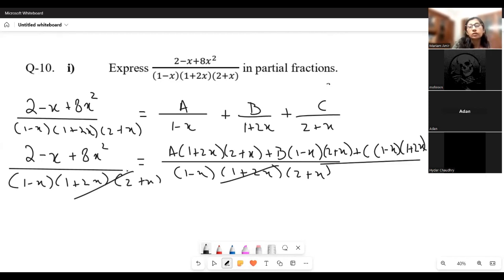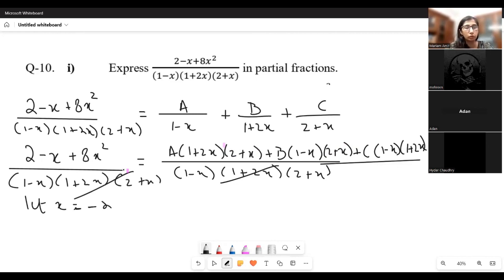Okay. So let's start by making this term 0. So we'll have to substitute minus 2 in place of x. And this will become 0 as well. And we should be able to find the value of C. So let x equals minus 2.